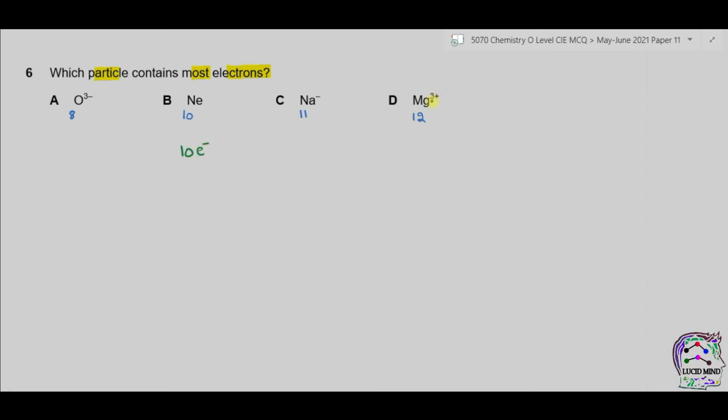In positive ions, what happens is that electrons are lost. So as we had 12 electrons in neutral magnesium, we have lost 3 electrons to make it plus 3. So now 9 electrons are left. For negative ions, electrons are added. As we had 11 electrons in neutral sodium, we have minus 1 charge, so 1 electron is added. So now we have 12 electrons in Na minus. Similarly, in oxygen, 3 electrons are added, so 8 plus 3, we have 11 electrons. Greatest number of electrons are present in Na minus, so therefore answer is part C.